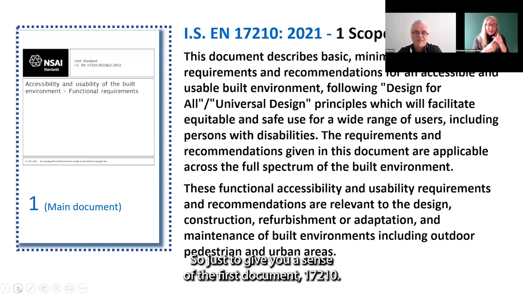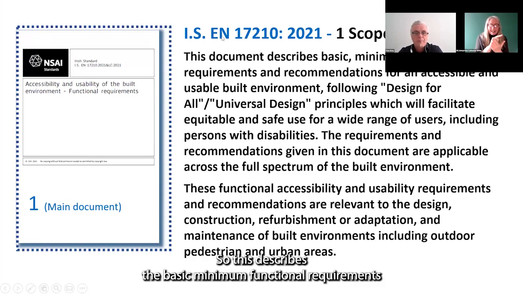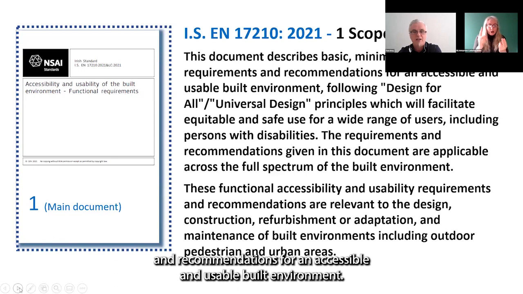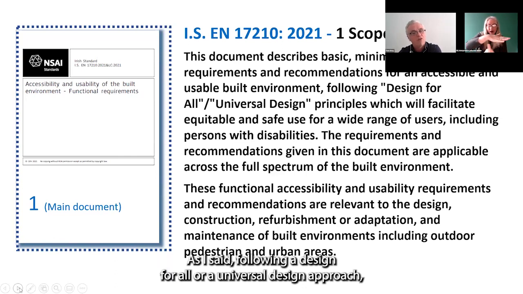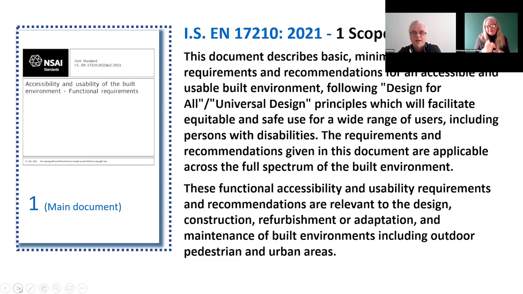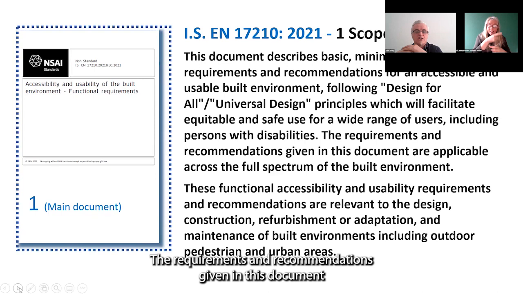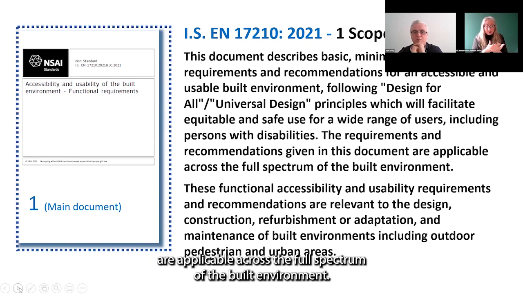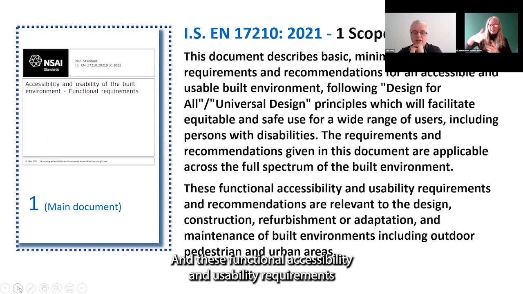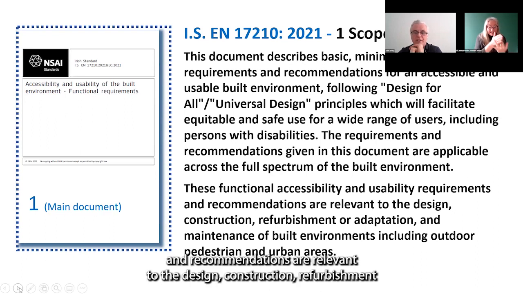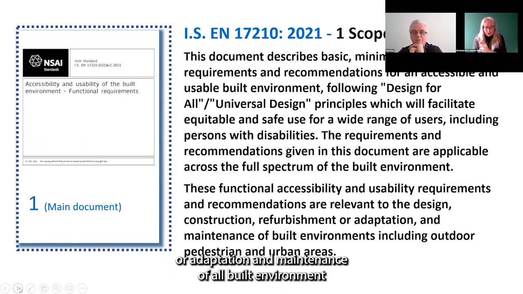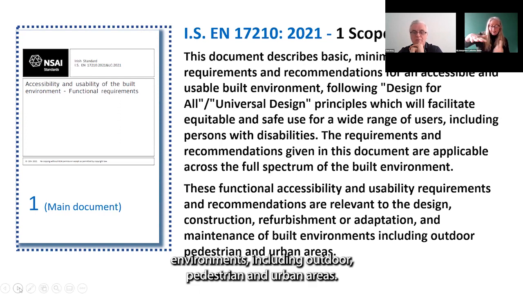So just to give you a sense of the first document, 17210, this describes the basic minimum functional requirements and recommendations for an accessible and usable built environment, as I said, following a Design for All or a universal design approach. And it's about facilitating equitable and safe use for a wide range of users, including persons with disabilities. The requirements and recommendations given in this document are applicable across the full spectrum of the built environment. And these functional accessibility and usability requirements and recommendations are relevant to the design, construction, refurbishment, or adaptation and maintenance of all built environments, including outdoor, pedestrian, and urban areas.